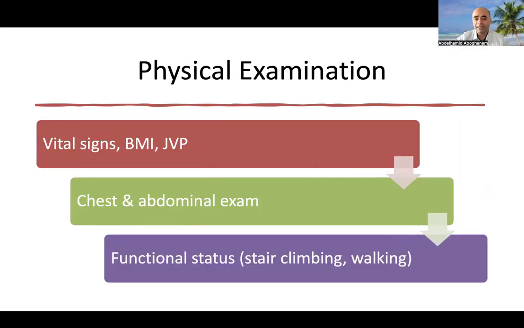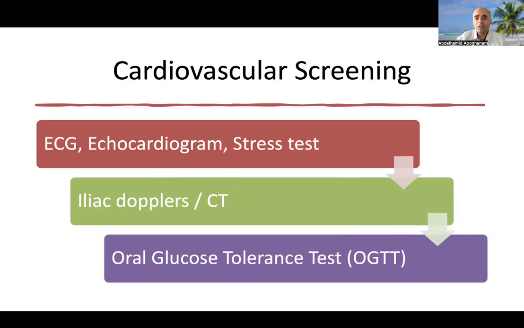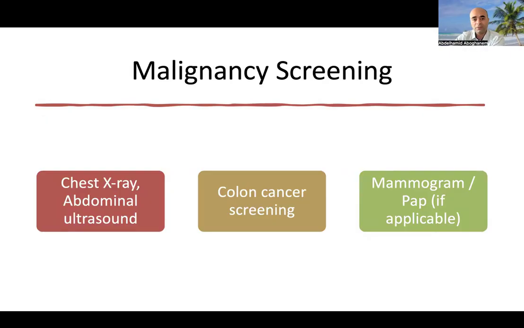Physical examination from A to Z, what is important, tricky, and you should concentrate on in examining your patient during your assessment for receiving pre-kidney transplant. What is important infectious screening you need: hepatitis, HIV, and CMV, EBV, varicella, tuberculosis, COVID vaccines. And what is the cardiovascular screening needed for your patient: ECG, echo, stress, angio, whatever, iliac Doppler and the CT for iliac vessels, and blood sugar test also.